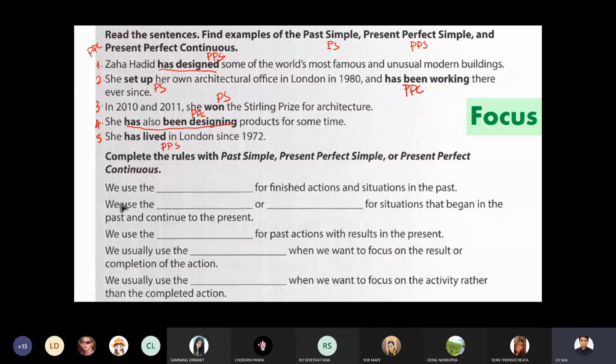Now let's continue with this one. Complete the rule with the past simple, present perfect simple, or present perfect continuous. Look at number 1 together. We use the past simple, present perfect simple, and present perfect continuous for finished actions and situations in the past. So what is it here? Past simple. Okay, thank you, Marie. Wow, glad to hear from you. We use the past simple for finished actions and situations in the past.